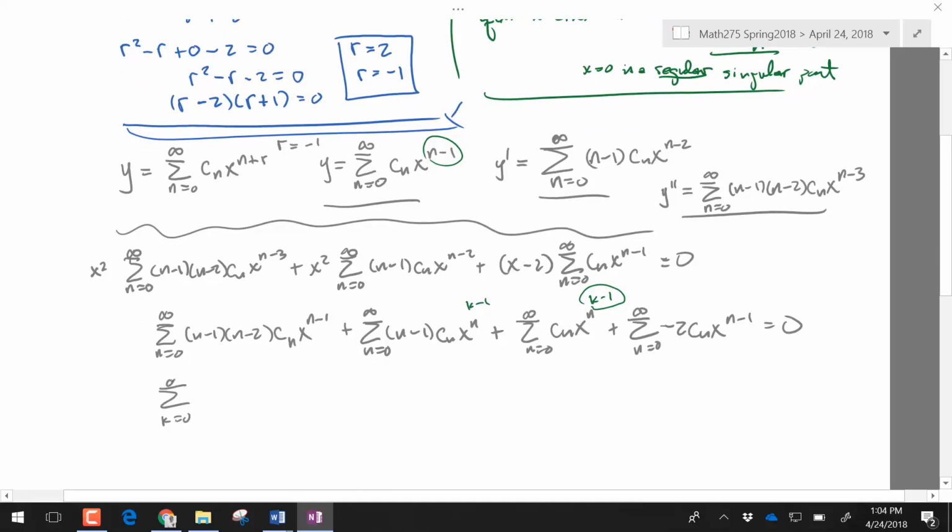k goes from 0 to infinity, and I'm going to switch to k's now. k minus 1, k minus 2, c sub k, x to the k minus 1. And now this is where I'll switch. I'll subtract 1, so this will be k minus 2, c sub k minus 1, x to the k minus 1. And so now my k starts with 1 to infinity. I'm not changing the series here, I'm just changing the way it looks.